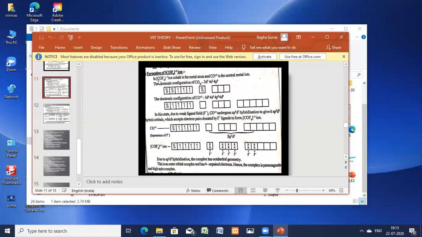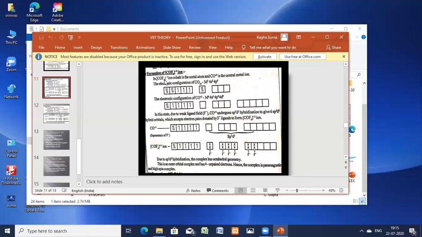Here cobalt, capital C, small o. It should have capital C, small o. So that is the central metal atom. 6 fluoride ions are there. Now cobalt, it is in +3 state. You know already, I told you.